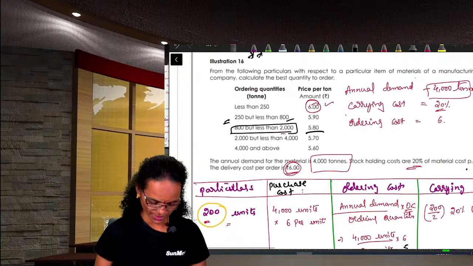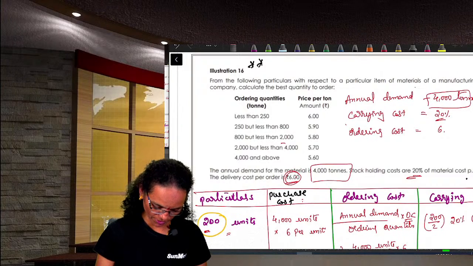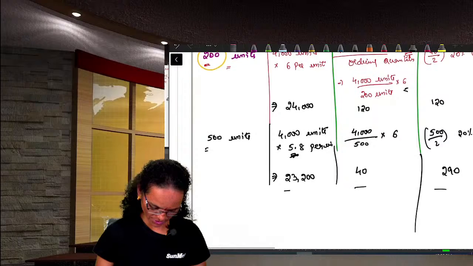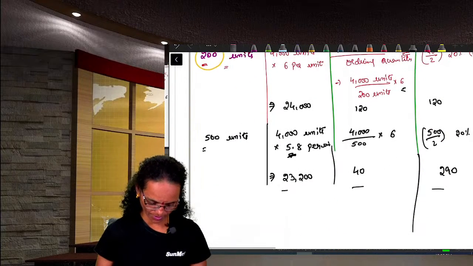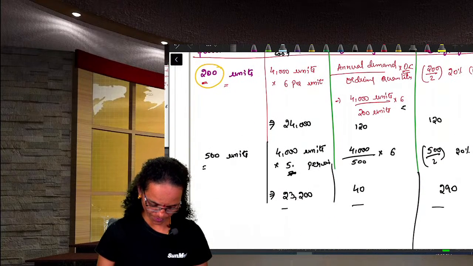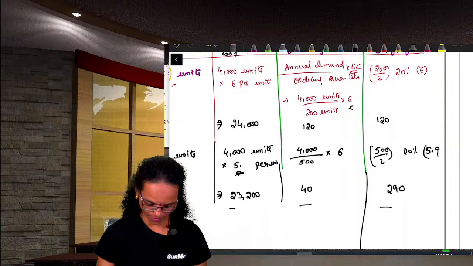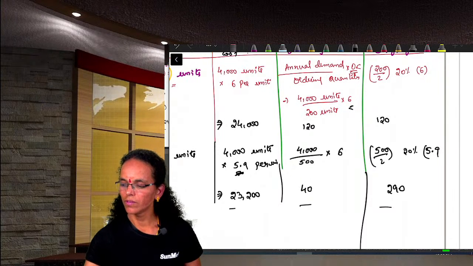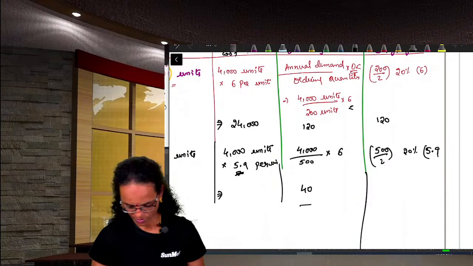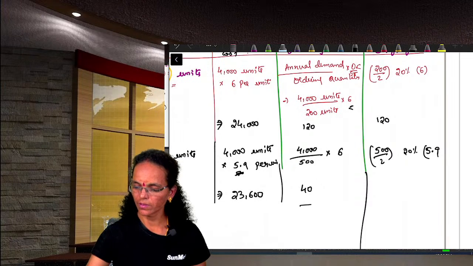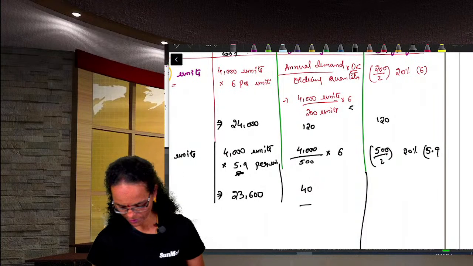Next we go for this one. 500 is done, right? For 500 units, 5.9. 23,600. 295.